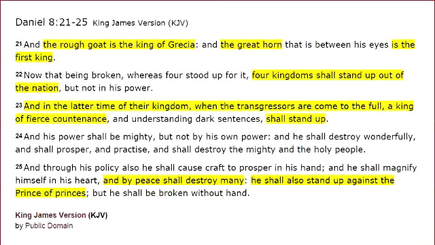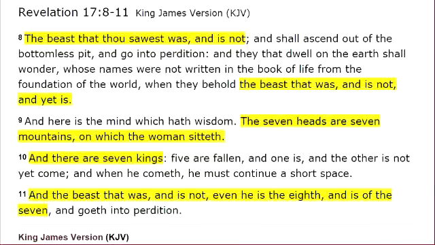Chapter 8 says the 4 kingdoms will stand out of Greece, and in the latter time of their kingdom, when the transgressors are come to the full, a king of fierce countenance shall stand up. And notice in verse 25, it says this king of fierce countenance will destroy by peace. This is very important because the king of fierce countenance in Daniel 8 is the 8th king of Revelation 17.